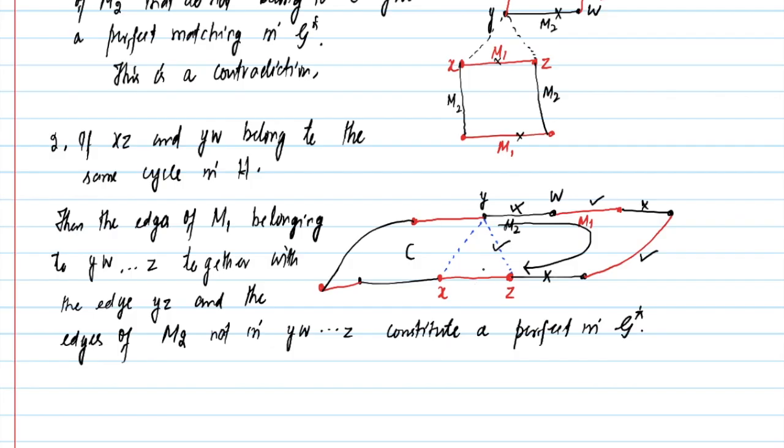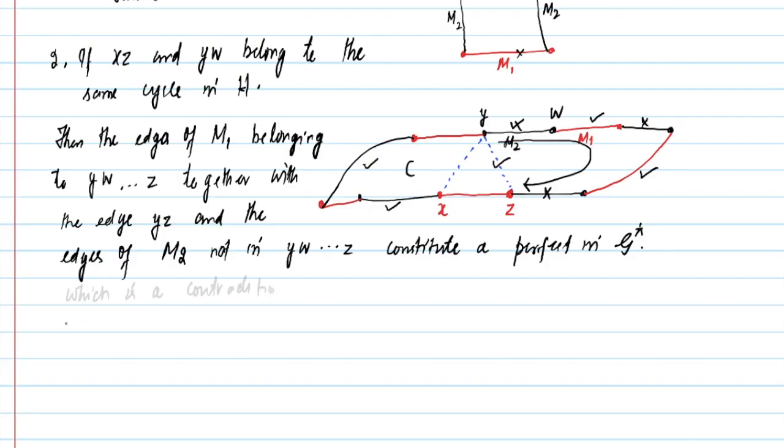So we have taken only those edges of this path Y W, and so on up to Z, which are from M1, and then we have also taken the edge YZ, which is also an edge in G star, and then we have taken the black edges in the remaining part of the graph from H. This constitutes a perfect matching in G star, which is again a contradiction.